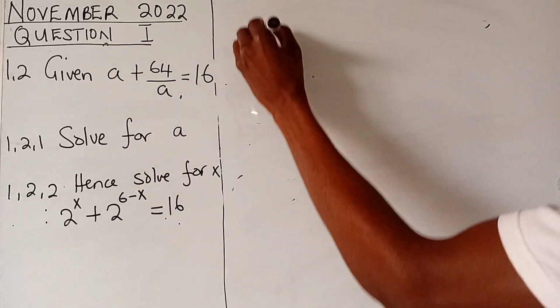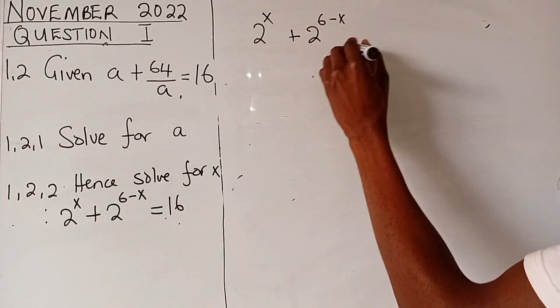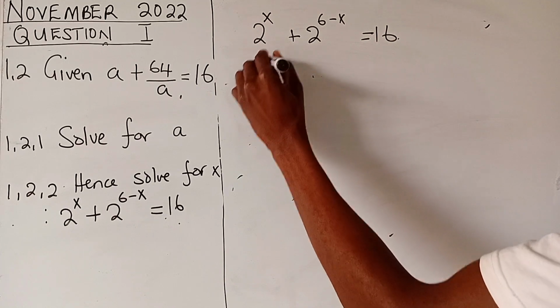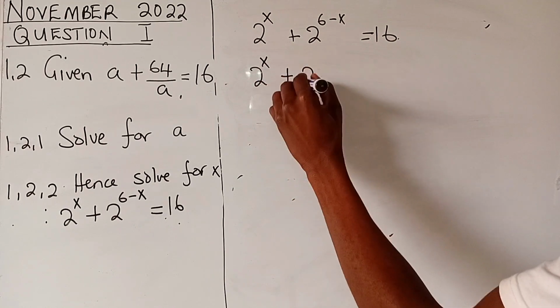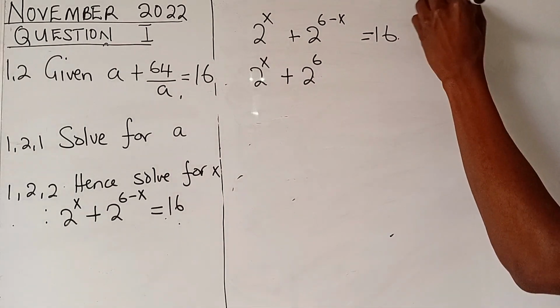So we have 2 to the power x plus 2 to the power 6 minus x is equal to 16. Here we can write it as 2 to the power x plus, here is 2 to the power 6. So let me show you something: 2 to the power 6 minus x.